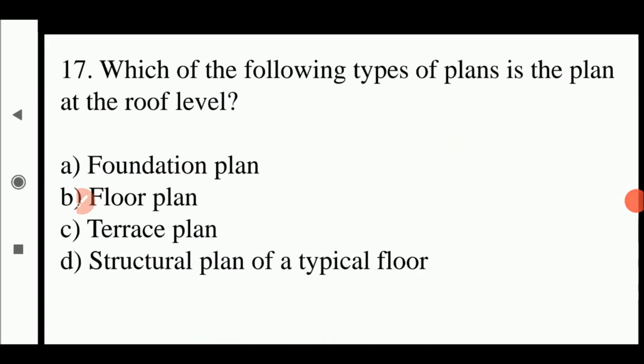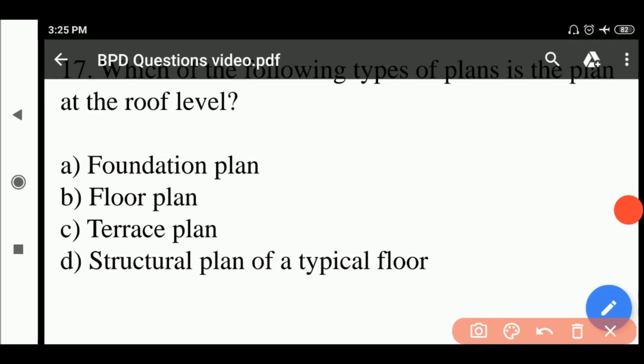Next objective. Which of the following types of plans is the plan at the roof level? Option first, foundation plan. Second, floor plan. Third, terrace plan. And fourth, structural plan of a typical floor. So the answer is terrace plan. That is option C is correct.